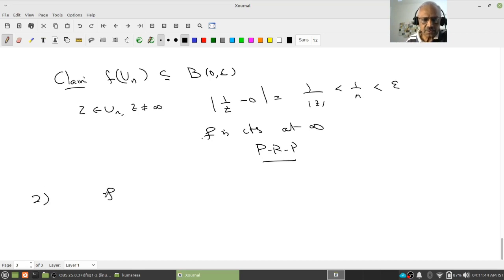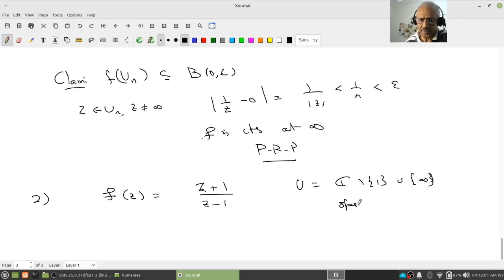Okay, let us do f of z equal to, let me write, z plus 1 by z minus 1. Therefore my domain U should be C minus the singleton 1, union infinity. Therefore this is an open set containing infinity, right? So this is for z in U, but z not equal to infinity. So I have to define what is f of infinity.